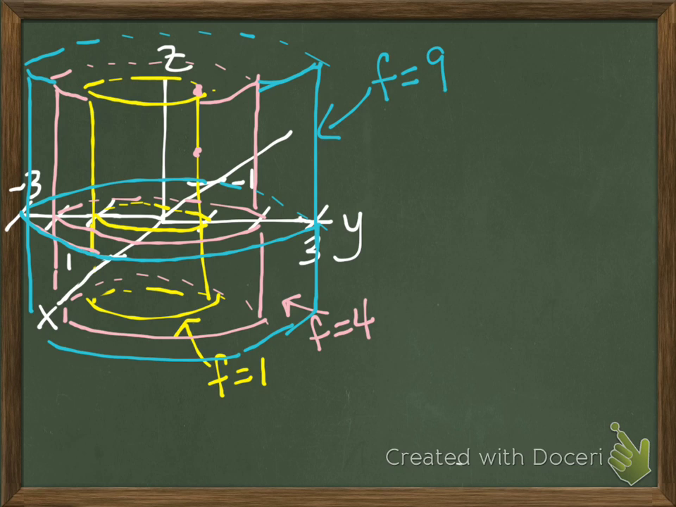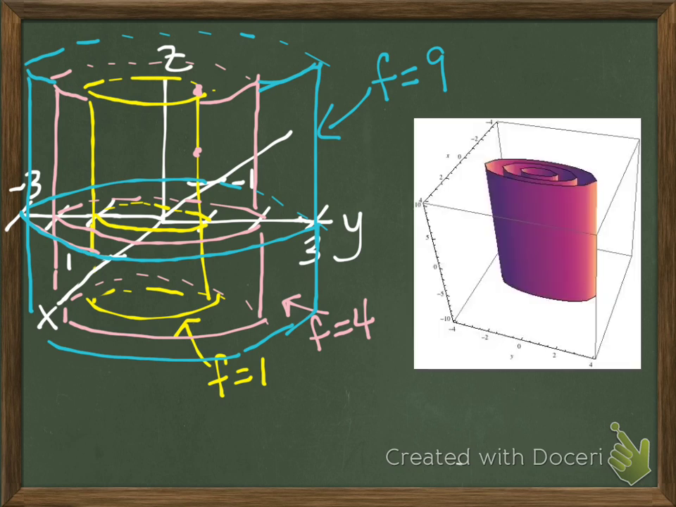So we can visualize this function as we move further and further out on these elliptical cylinders, the value of the function is getting bigger. And just as one last thing to add, let me put the Mathematica version of this drawing just so you can have the visualization in your head. And that's a quick sketch of several of the level surfaces. And that's it.